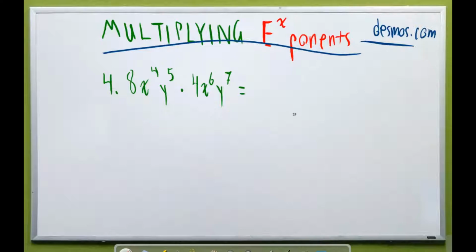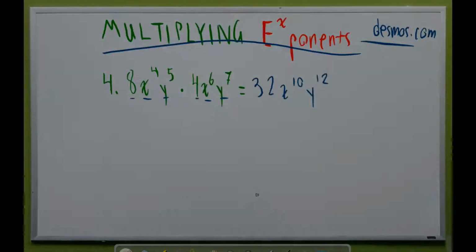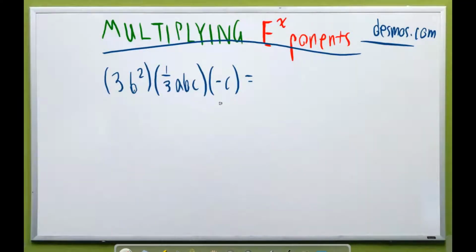The first thing we have to do is multiply our coefficients. We have 8 and 4, so 8 times 4 is 32. X to the 4th power times x to the 6th power is x to the 10th power, and y to the 5th power times y to the 7th power is y to the 12th power. So this problem is a little bit different, but we can do it.